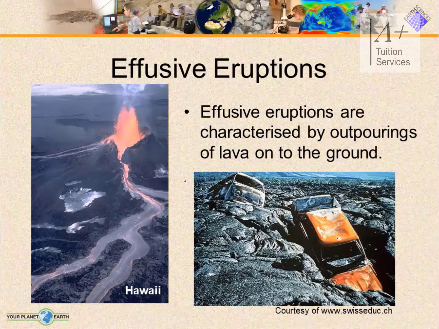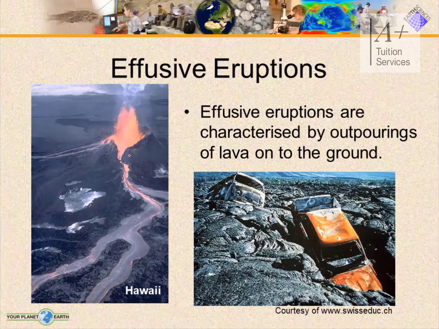Then there is effusive eruption. Eruptions are characterized by outpouring of lava on the ground. So this is where it is very runny. As you can see, it flows like a stream out of the volcano. And eventually it will cover cars, right? Everything in its path will be burnt. Trees, cars, houses, animals, etc.